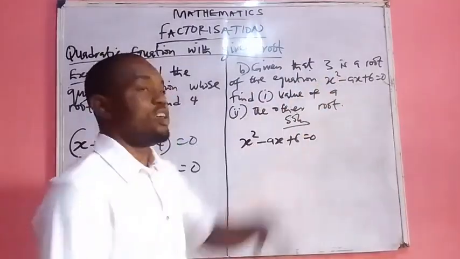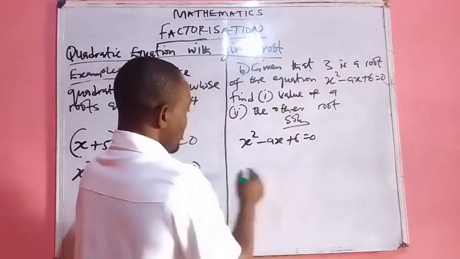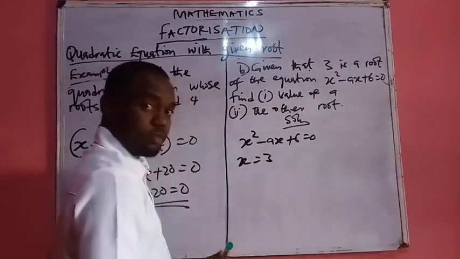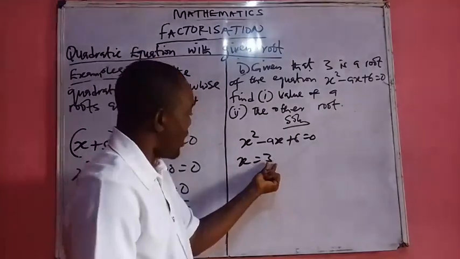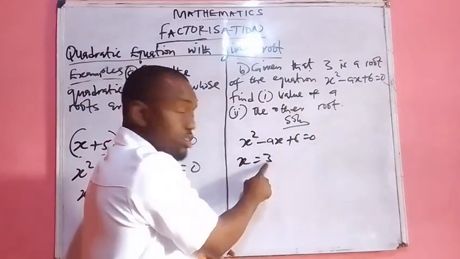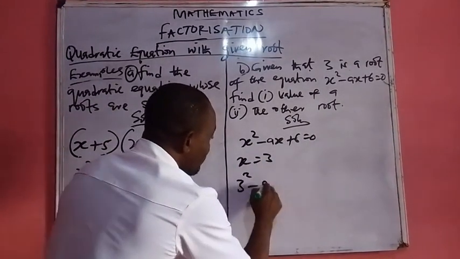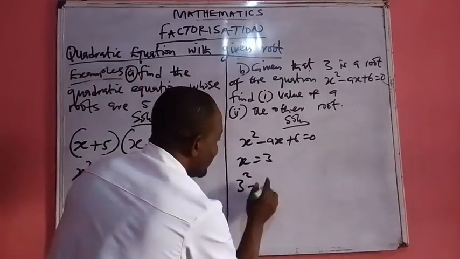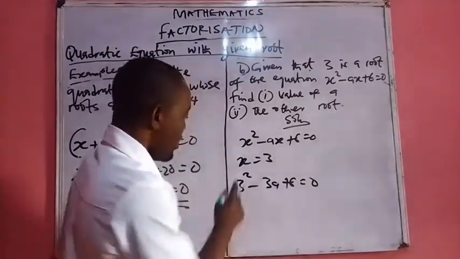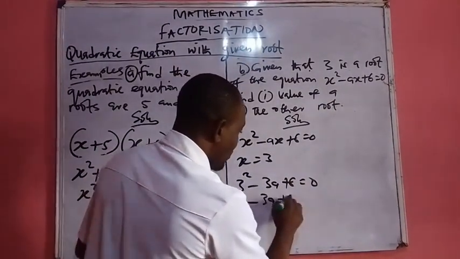They give us one root. Now, if the root is 3, so x is equal to 3. So that's to say, this 3 we'll now use to replace anywhere we find x in this equation, we'll change it to 3. Since x squared will now be 3 squared, minus 3a, plus 6 equal to 0. 3 squared will give me 9, minus 3a, plus 6 equal to 0.